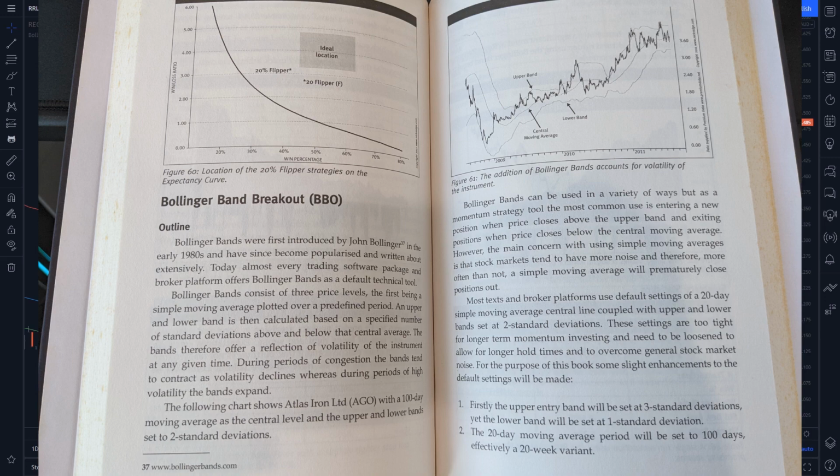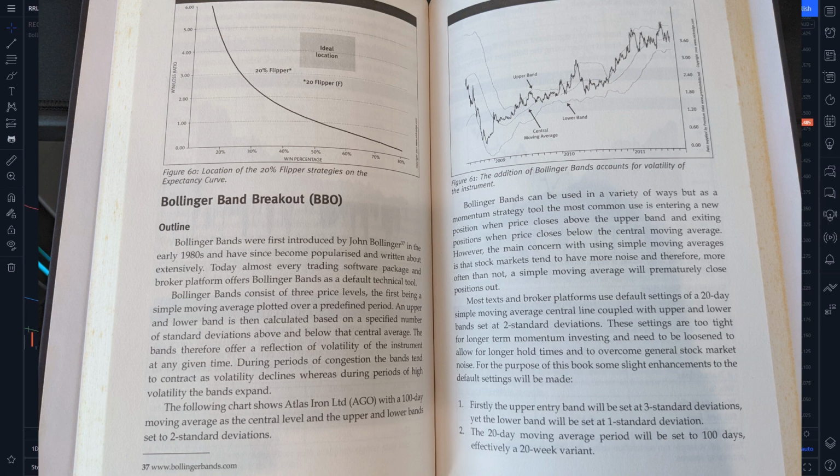During periods of congestion, the bands tend to contract as volatility declines, whereas during periods of high volatility, the bands expand. Bollinger Bands can be used in a variety of ways, but as a momentum strategy tool, the most common use is entering a new position when price closes above the upper band and exiting positions when price closes below the central moving average. However, the main concern with using simple moving averages is that stock markets tend to have more noise, and therefore, more often than not, a simple moving average will prematurely close positions out.